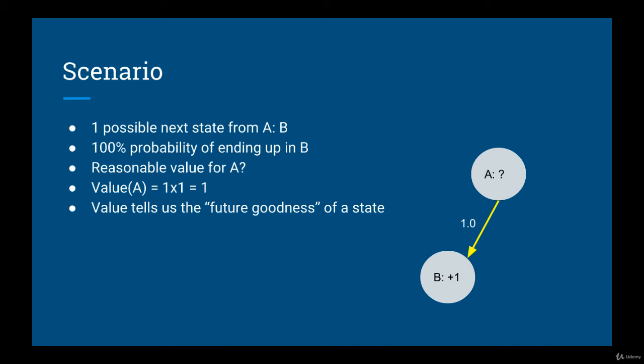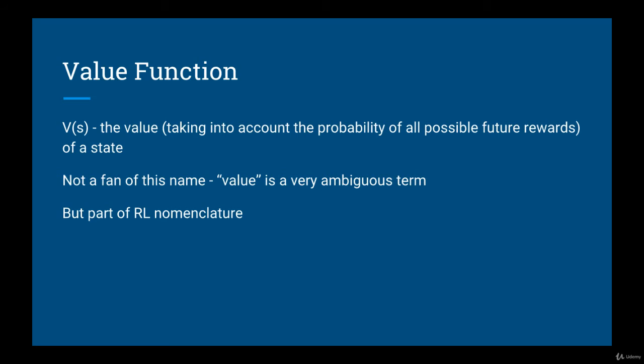Now let's say you're in state A, and state A can only lead to state B, and there is no other possible next state. If B gives you a reward of 1, then perhaps A's value should also be 1, since the only possible place to end up is with a final reward of 1 once you reach A. Thus, the value tells us about the future goodness of a state. So we can make this a little more formal. We actually call this value the value function. It's a measure of the future rewards we might get. I think the term value function is a pretty horrible name since the term value is very ambiguous, but it's part of the reinforcement learning nomenclature.